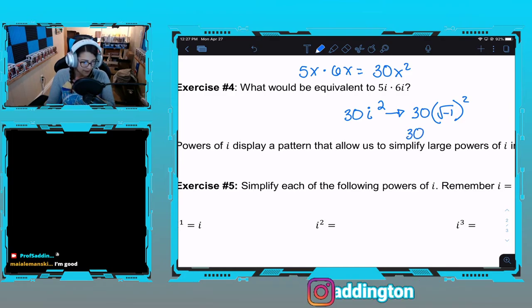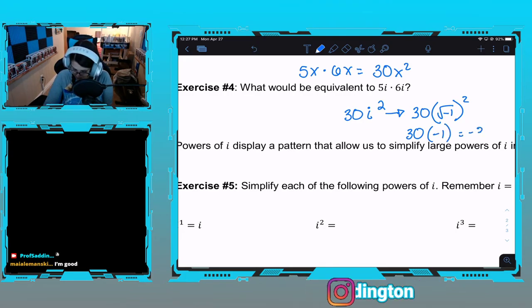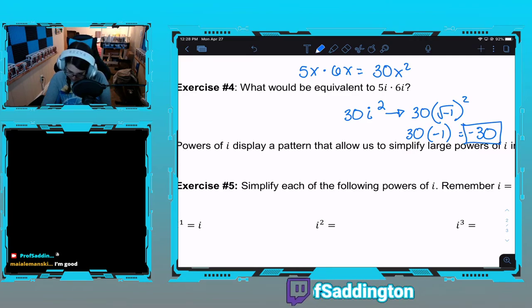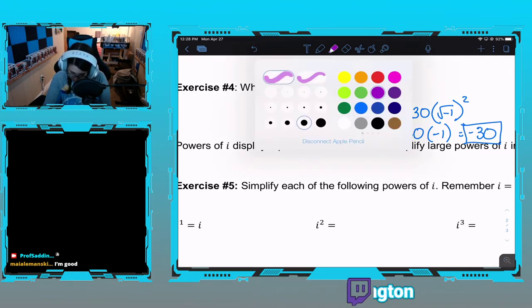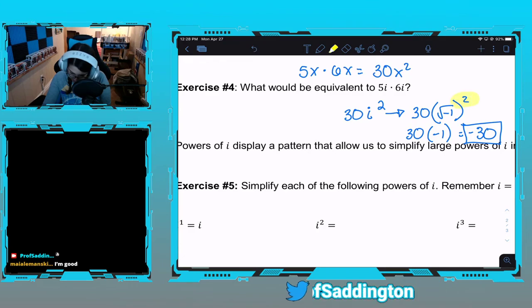What I'm left with, hold on, let me move this microphone just a pinch. If I have a square and a square root, what happens? They cancel each other out, right? So I'm really left with 30 times negative 1, which equals negative 30. So right here, let me pick a different highlighter color. There we go. So the square and the radical cancel each other out, so you're just left with what is on the inside. So we got negative 30.